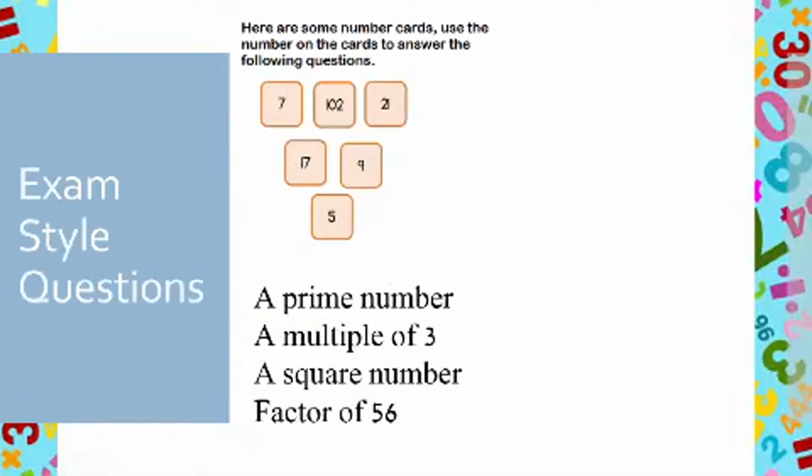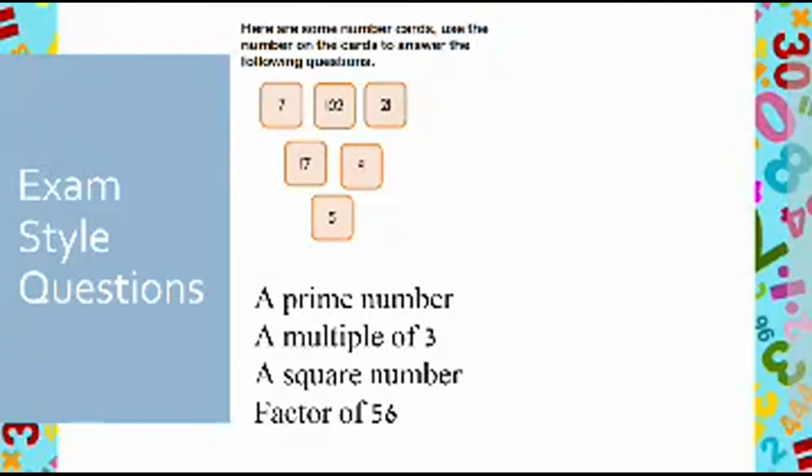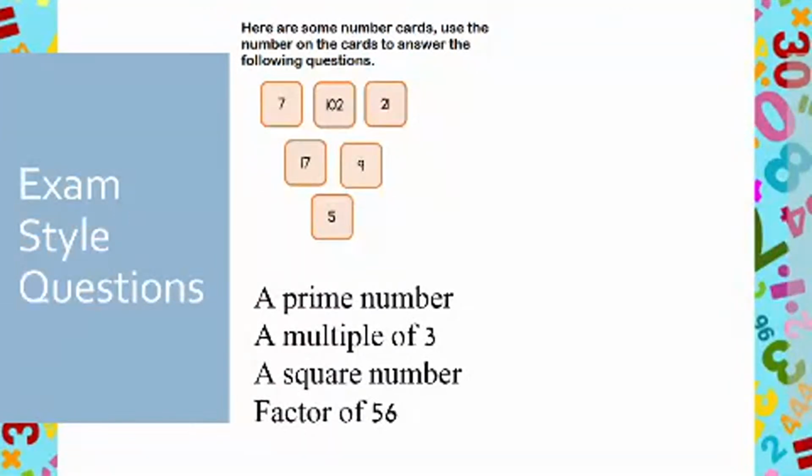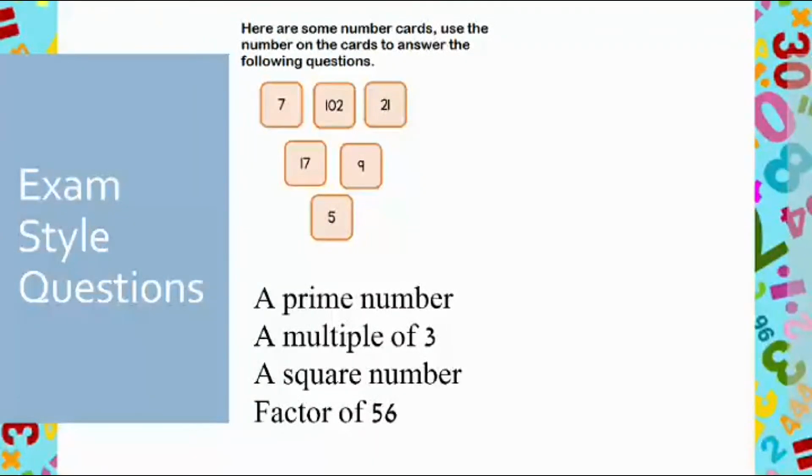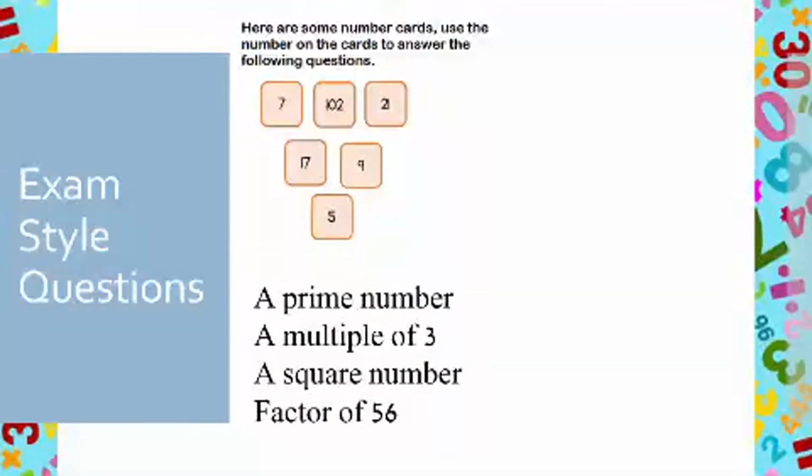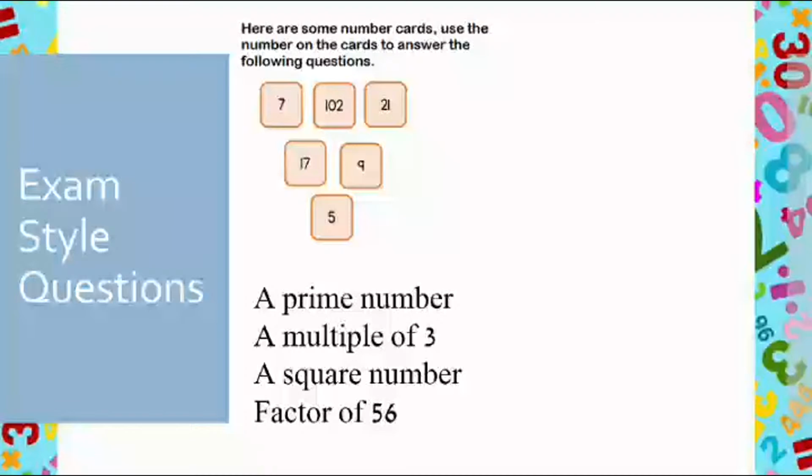So let's explore that further with an exam style question. Here are a few number cards on screen. Use the number cards on the screen to answer the following questions. From the number cards, you have to pick up a few numbers which will follow the given conditions: a prime number, a multiple of 3, a square number, a factor of 56. If you are sitting here with me and solving the number questions, you can quickly answer them in your book. I'll wait for 2 minutes and then I'll explore the answers.